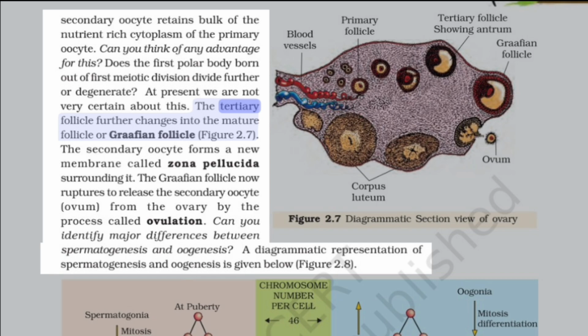The tertiary follicle further changes into the mature follicle or Graafian follicle. The secondary oocyte forms a new membrane called zona pellucida surrounding it. The Graafian follicle now ruptures to release the secondary oocyte, ovum, from the ovary by the process called ovulation. Can you identify major differences between spermatogenesis and oogenesis? A diagrammatic representation of spermatogenesis and oogenesis is given below.